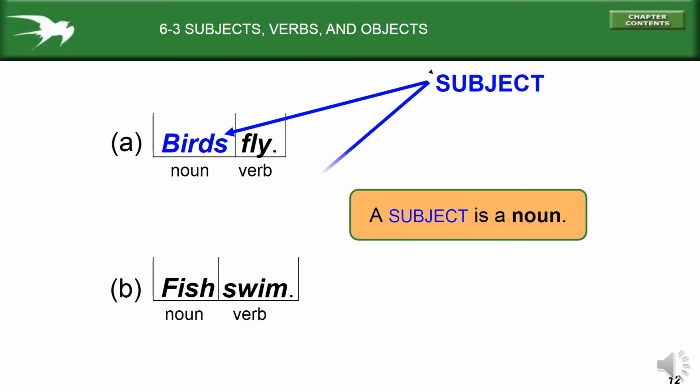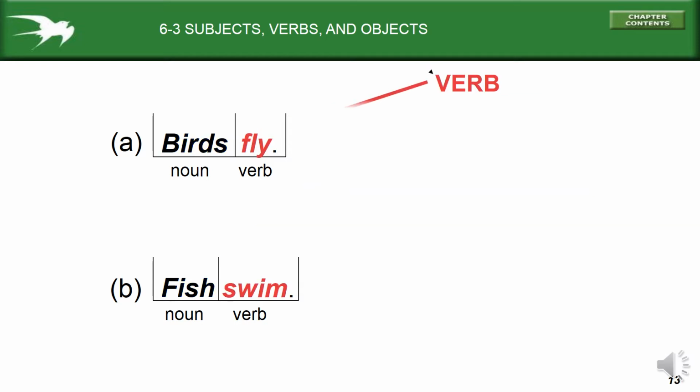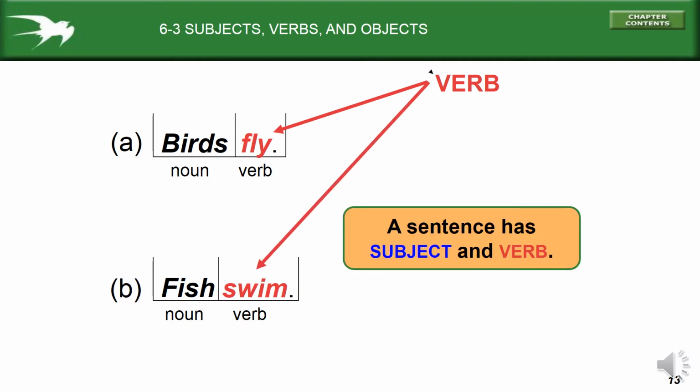So let's go to chart 6.3. A subject. A subject is a noun, and it usually starts a sentence, like in A and B. So let's go now to the verb. The verb tells what the subject is doing, and each sentence in English must have a subject and a verb.